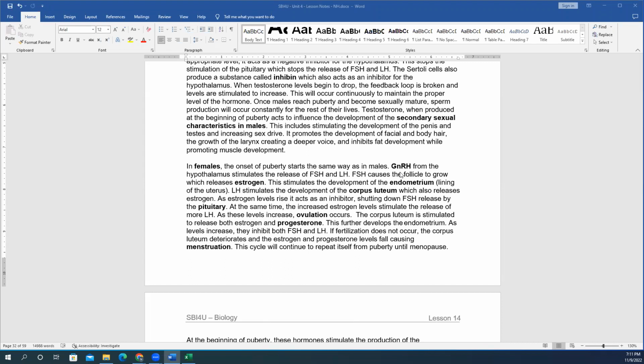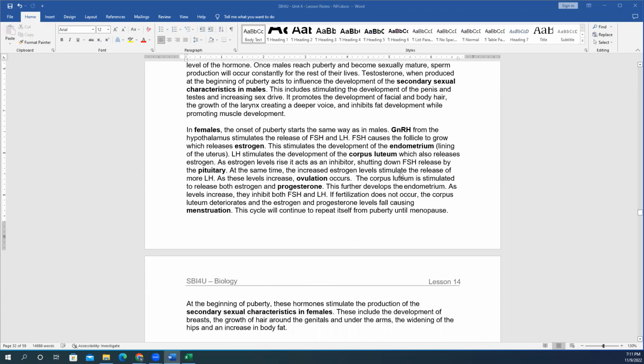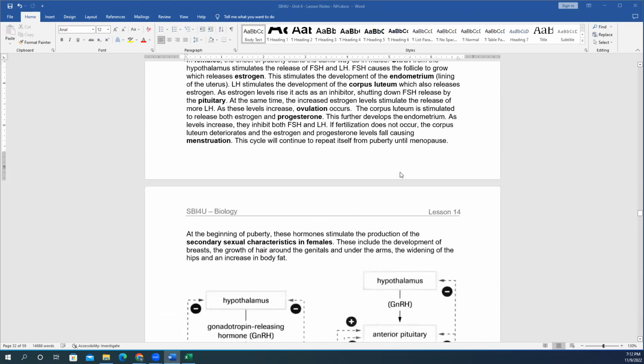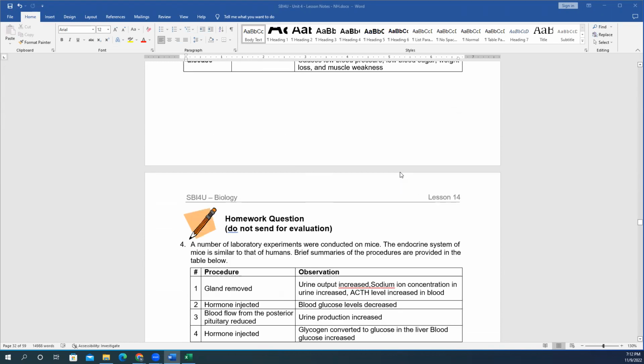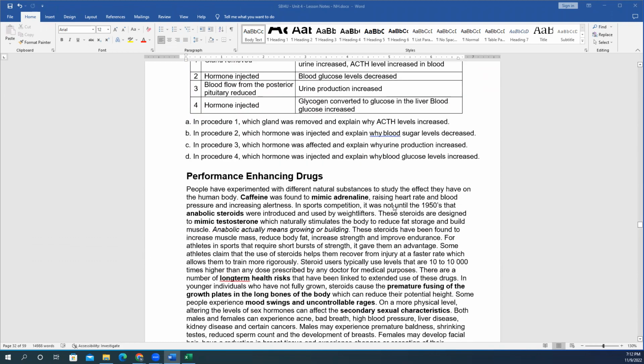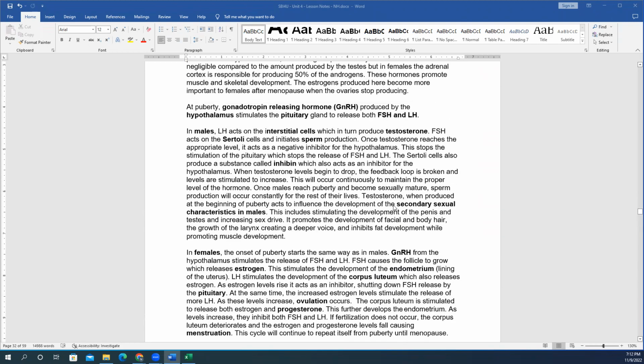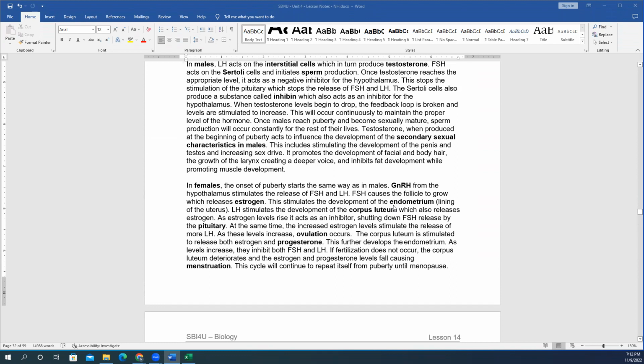And luteinizing hormone stimulates the development of the corpus luteum. Do I have a diagram of all of that here for you? No, but I'll try and actually get a diagram for this part of the text. This might be helpful, so you can check your notes later on. I will update these notes, and I think it might be helpful to have a diagram that shows all of this.